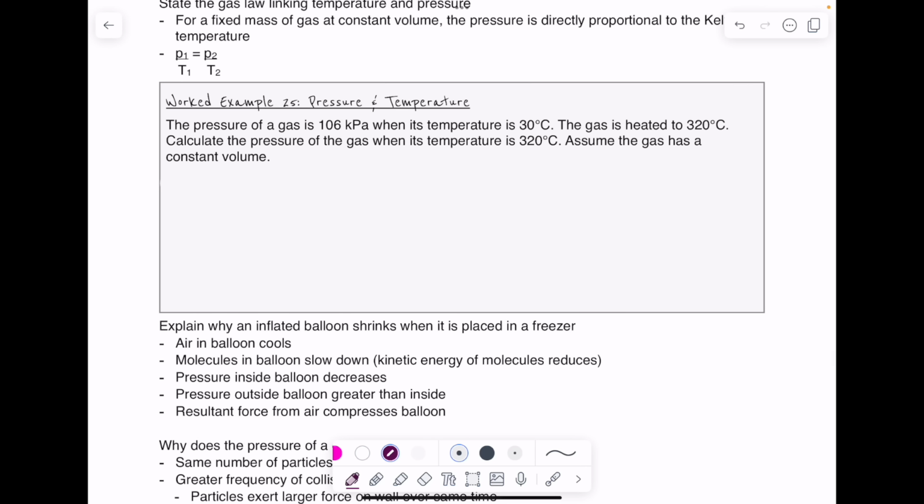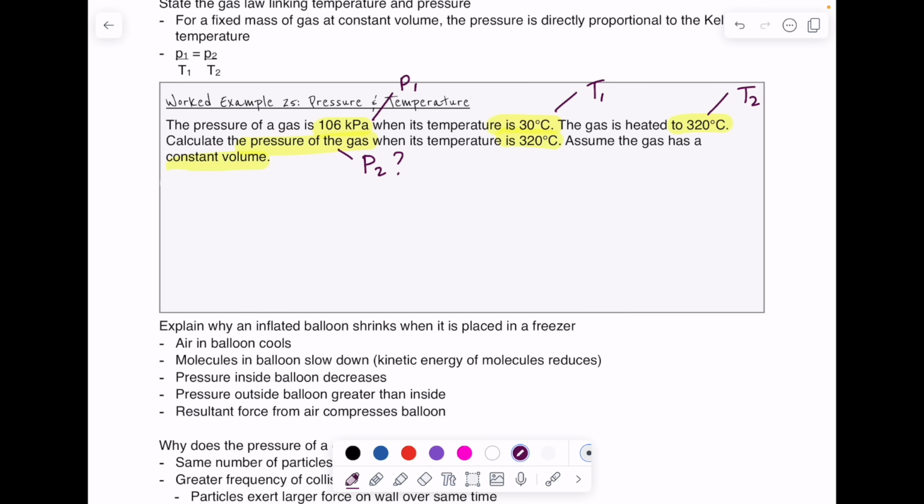Let's put it into practice. So the pressure of the gas is 106 kPa when the temperature is 30 degrees Celsius. The gas is heated to 320 degrees Celsius. Calculate the pressure of the gas when its temperature is 320 degrees Celsius. Assume the gas has constant volume. So let's label all our numbers. That's P1, T1. It's our second temperature, and we're being asked to find the second pressure.